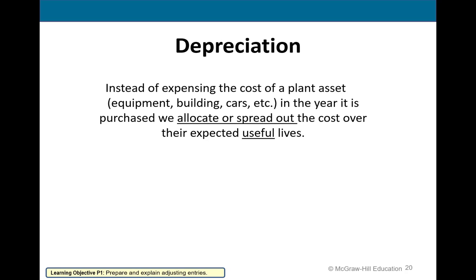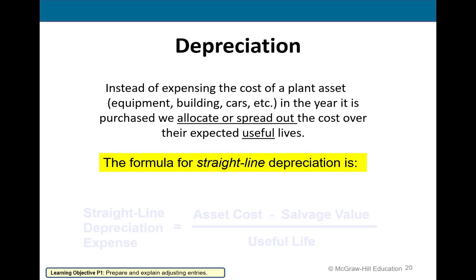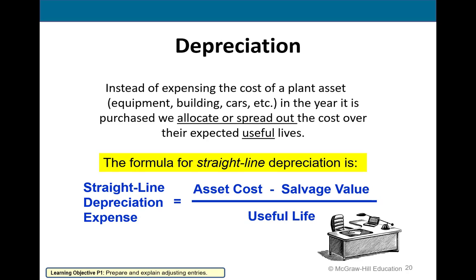The salvage value is the amount we expect to receive for the asset when we dispose of it at the end of its useful life. In a later chapter, we'll discuss other applicable methods of depreciation. For now, let's look at the adjusting entry to record depreciation. Formula for straight-line depreciation: asset cost minus salvage value, divided by useful life.